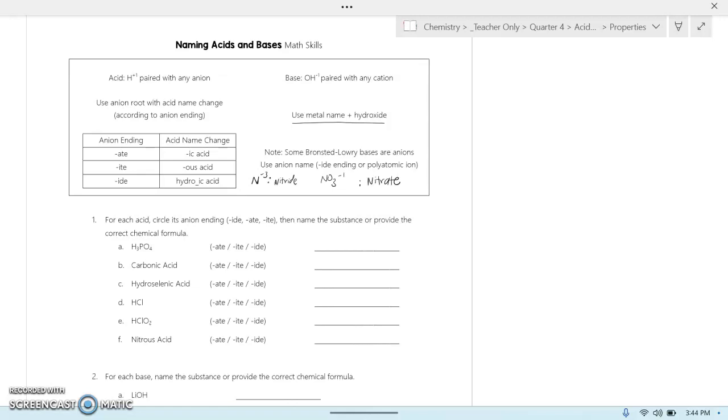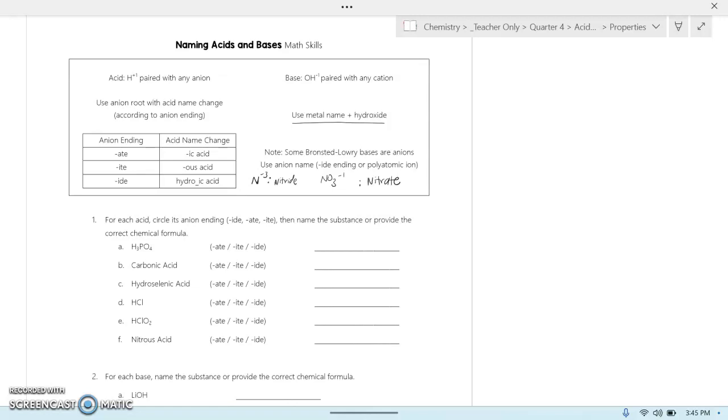And we're going to keep the root of that anion name, and we're just going to change it according to the ending of that anion. And so you have this little table here to help kind of guide your naming. So if the anion ends with ate, then you're going to change it to ic acid and keep that root. If it ends with ite, then you'll change it to ous acid, again keep that root. And if it ends in ide, then it'll be hydro-ic acid, and that root goes in the blank. Let me show you a few examples of this, and then you will be naming acids in no time.